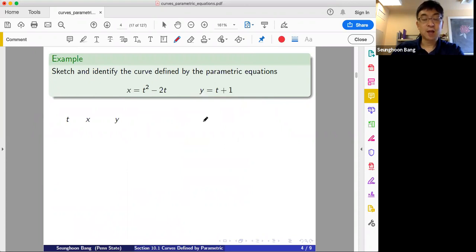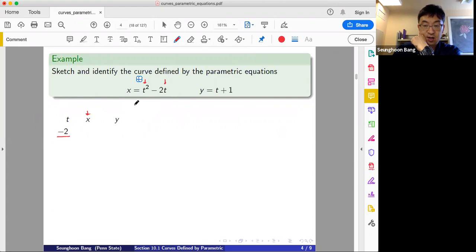We can make a table. So you can choose a point t. I can choose -2. You can plug -2 into here. What is x? Could you write your answer on the chat board? The t is -2. What is x? So do you know the answer?